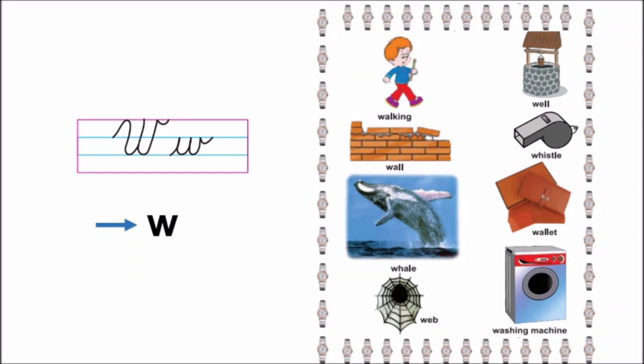Now children, look at this picture. And say with me, W, walking. Let us go to the next picture, children, and repeat with me. W, wall. W, whale.